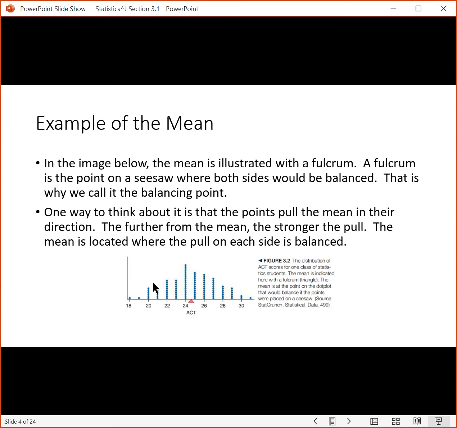The points that are the furthest from the center exert the strongest pull because, again, the mean is the sum of the distances between the points and the fulcrum. So these points are very far from the fulcrum, so they are going to exert a lot of influence. Same for these points on the far right.